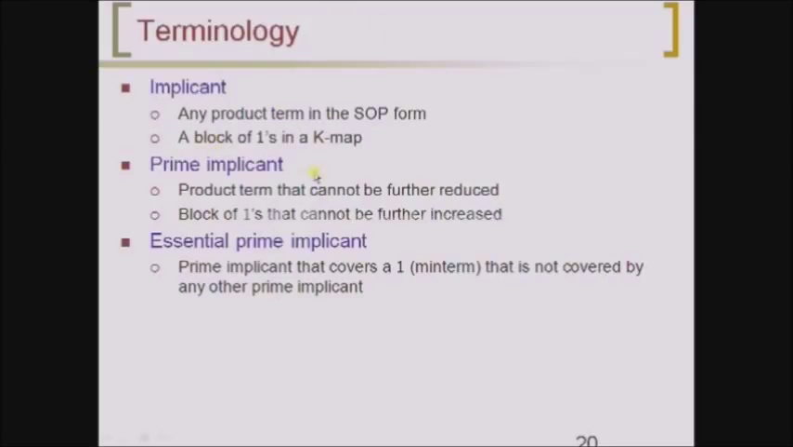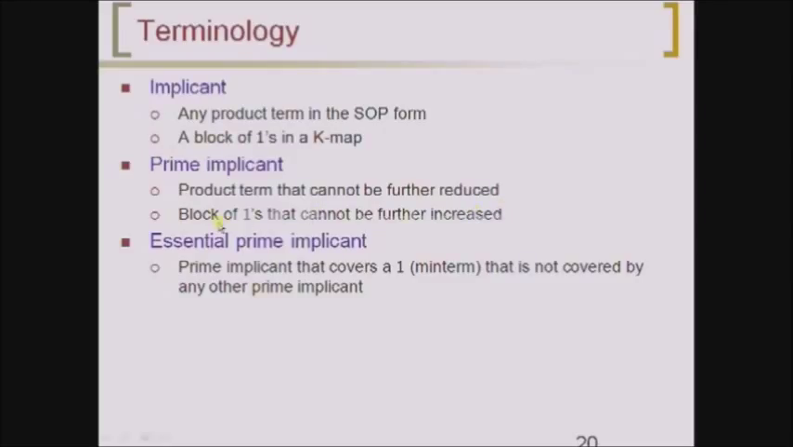Now, implicant: any product term in the sum of products form, a block of ones in the Kmap. As we know that all the product terms or minterms are represented with ones, therefore any product term in the SOP expression will be considered an implicant. Now, prime implicant: a product term that cannot be further reduced.